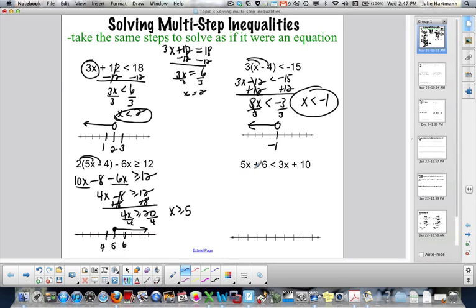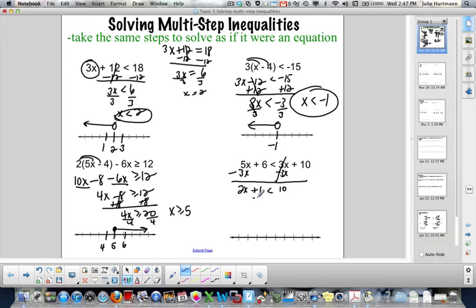Next one, we have variables on both sides here. Okay, so again, same as if it were an equal sign, we spent about a month solving equations. We need to get our variables on one side. So I'm going to minus 3x from both sides. 5x minus 3x is 2x.